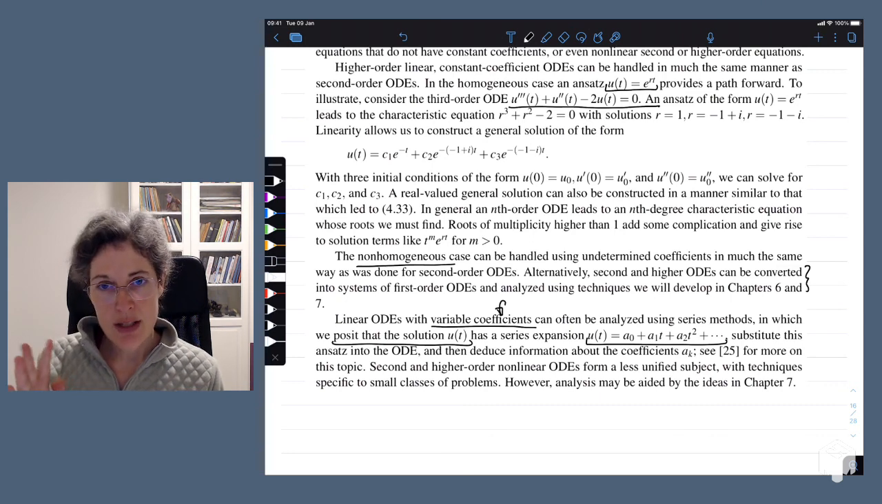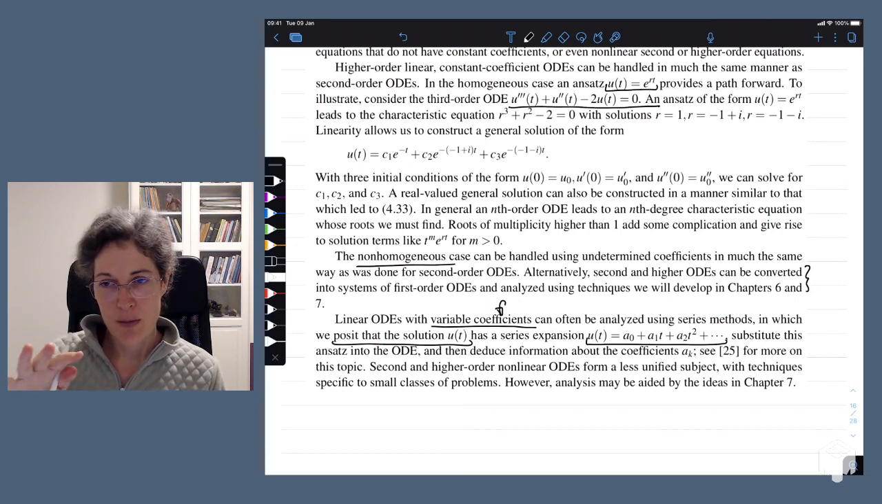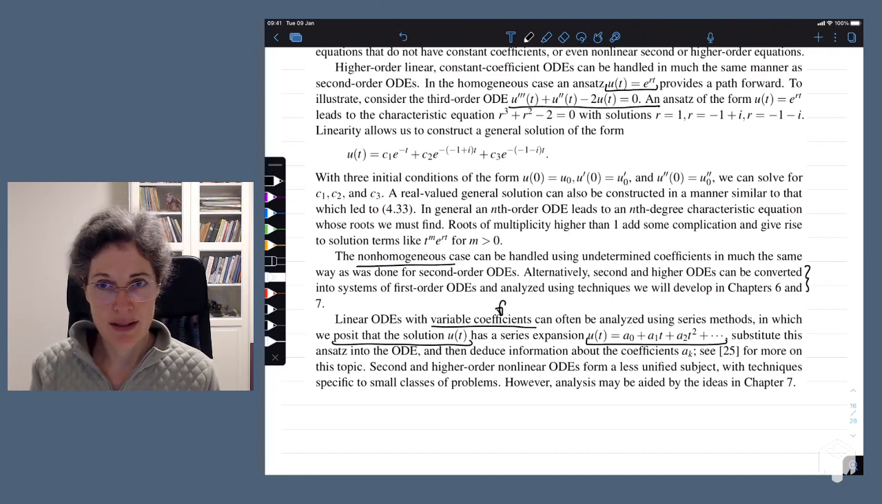As soon as you get into second and higher order nonlinear ordinary differential equations, there are no techniques that work for everything. It's a very kind of broken up field where, depending on the very specific form of your differential equation, you will use very specific techniques. We might get to talk a little bit through some techniques that can help later in the course.